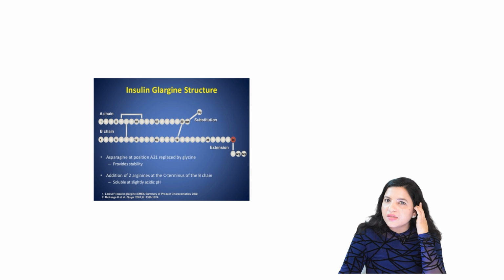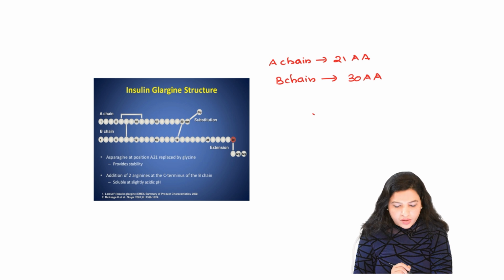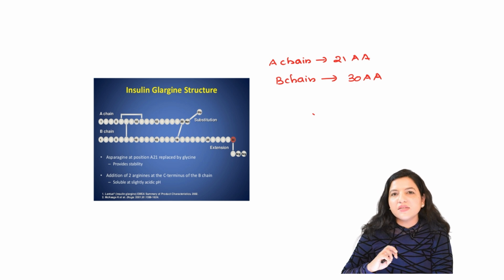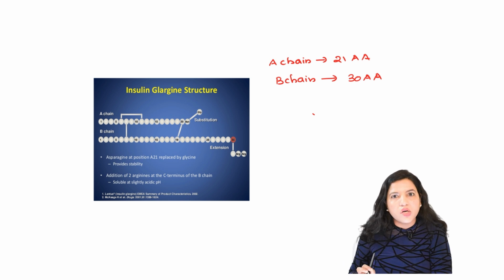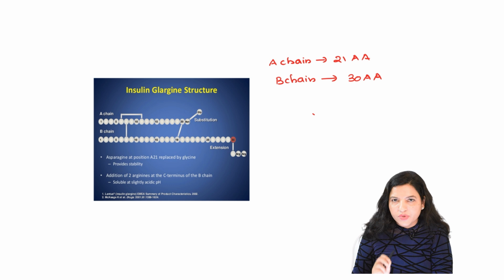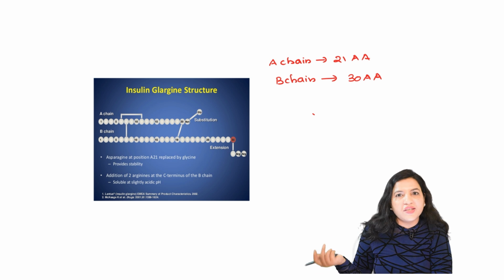Okay, so one option that was given was glargine insulin. We know that insulin has two chains, the A chain with 21 amino acids and the B chain with 30 amino acids. Okay, in glargine insulin, what is the substitution or extension that is happening? To prepare these pharmacological insulin analogs, what we usually do is base substitution or an extension or addition of 2 amino acids or 3 amino acids, etc.